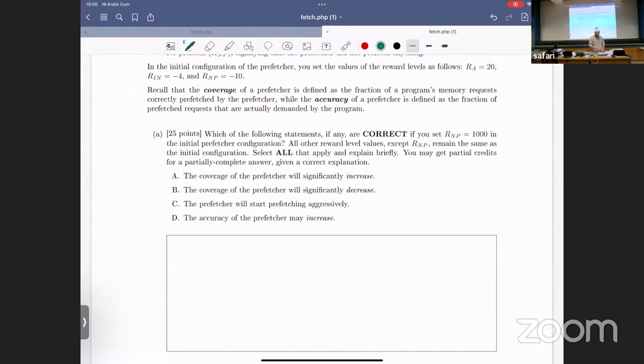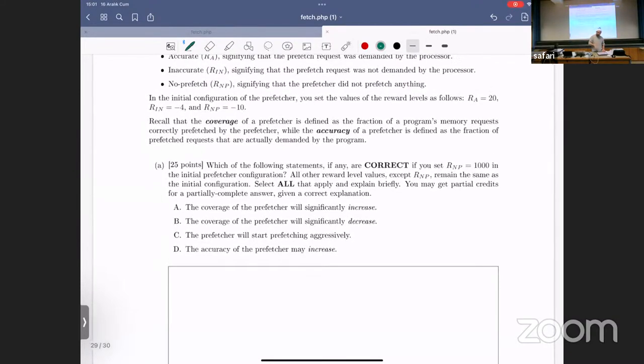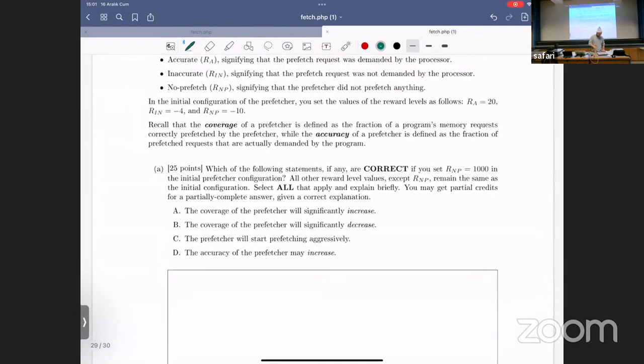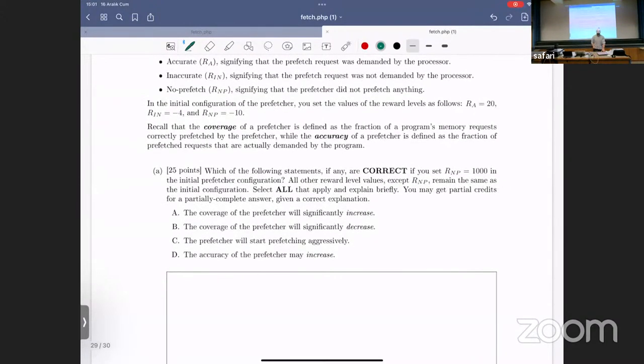So let's go to the questions. Which of the following statements, if any, are correct if you set the reward for not prefetching to 1,000 in the initial prefetcher configurations, given that all the other values, except no prefetching, remain the same as the initial configuration? There might be multiple choices which are correct here. First, the coverage of the prefetcher will significantly increase. The coverage of the prefetcher will significantly decrease. The prefetcher will start prefetching aggressively, and the accuracy of the prefetcher may increase.